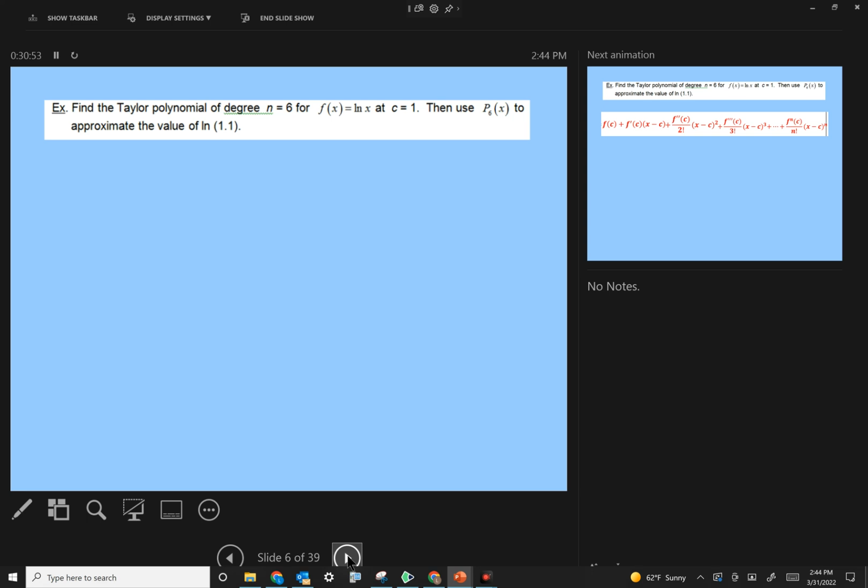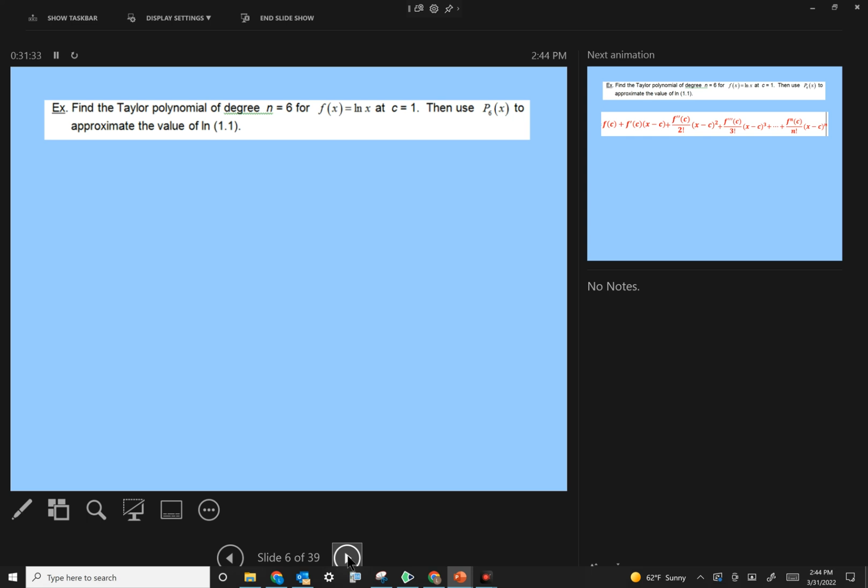Then I go to the fourth, minus 6 times x minus 1 to the fourth over what? 4 factorial. And then plus 24 times x minus 1 to the fifth over 5 factorial. Minus 120 times x minus 1 to the sixth over 6 factorial. And because we can, let's simplify.